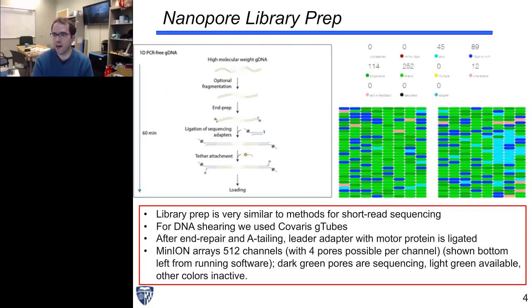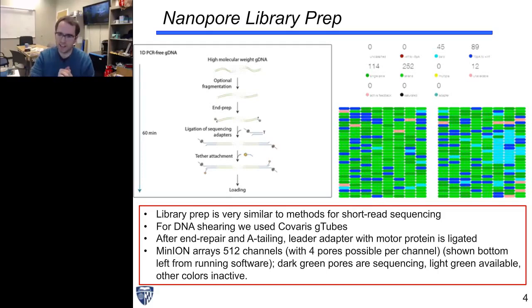So to sequence DNA on the Oxford Nanopore instrument, we need to make what's called a sequencing library. To do that, we start with high molecular weight, nice long pieces of DNA. We break it up a little bit just to make things a little easier, and then we clean up the ends and then add specific sequencing adapters. These adapters contain a motor protein, which allows the rate of DNA motion through the nanopore to be controlled. There's also a tether that gets attached, which helps to bring the DNA down to the pore.